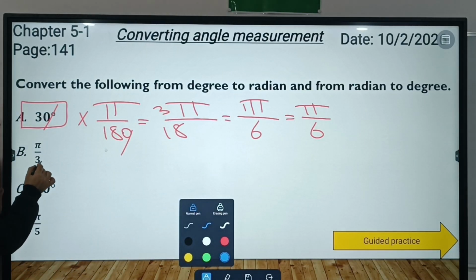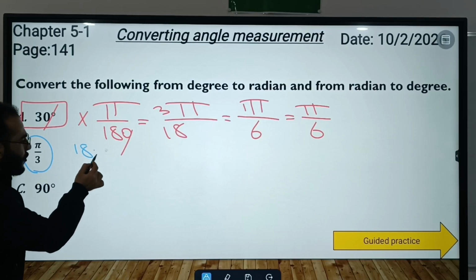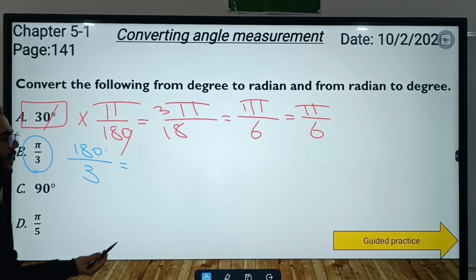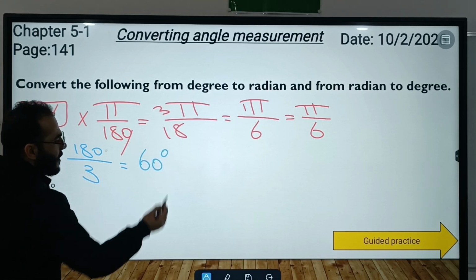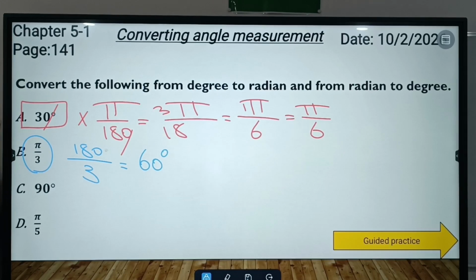If the radian is given, so consider pi as 180 over 3. 180 over 3 equals what? 60 degrees. So from radian, we turn to degrees.